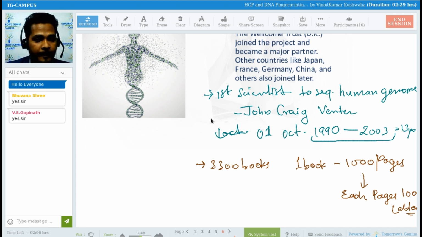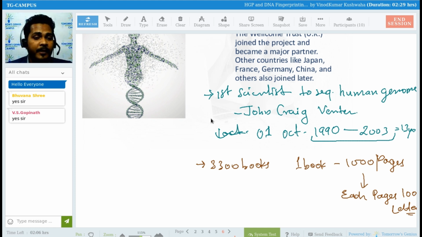Is this clear? Any doubt in this? Okay, now, as this was a very mega project, because a huge amount of books and pages are required. Each book is 1000 pages. So just consider how many books and how many pages are required, right?